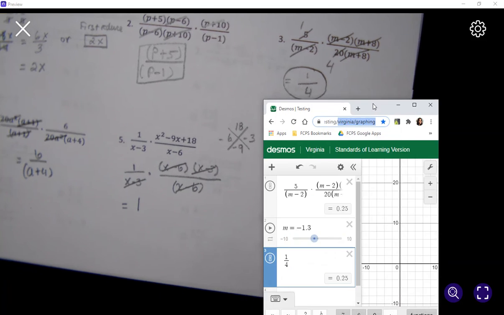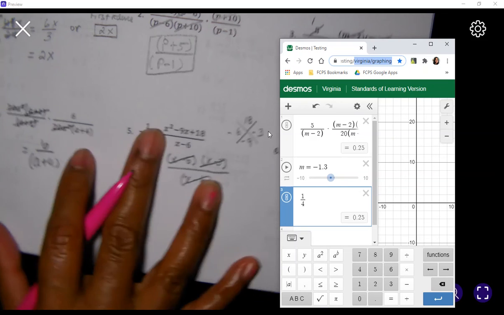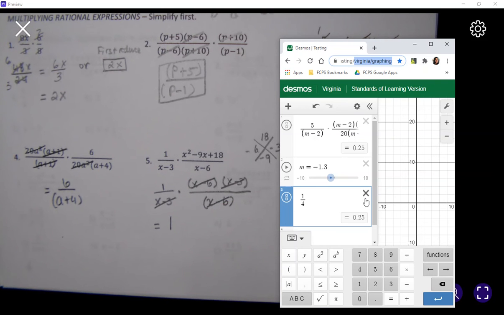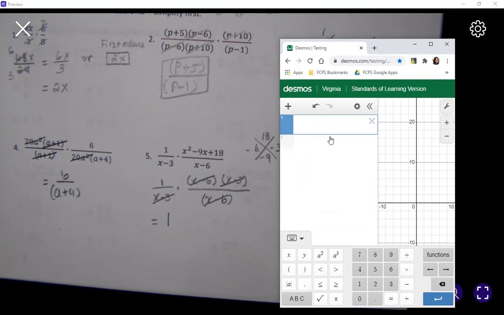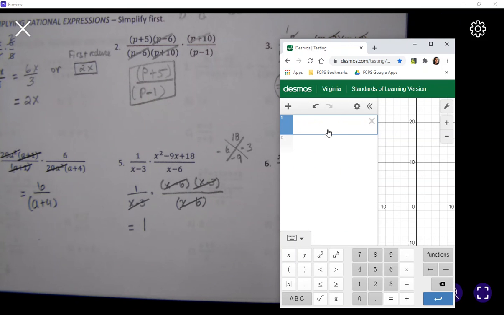Okay, we can go ahead and check it. It's easy to just check it. Now, if you're like, can I just do that from the beginning? You can, but sometimes they don't just come out all nice and neat like it did here. x minus 3 times x squared minus 9x plus 18 over x minus 6.